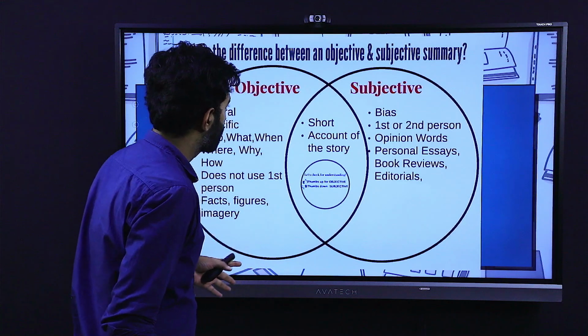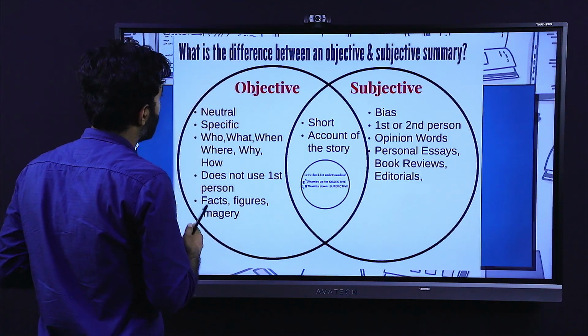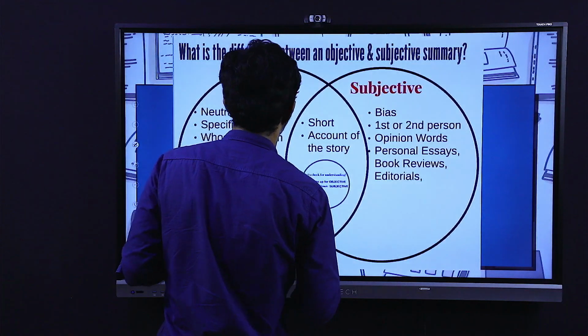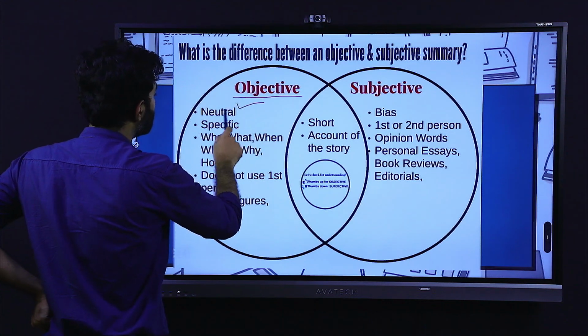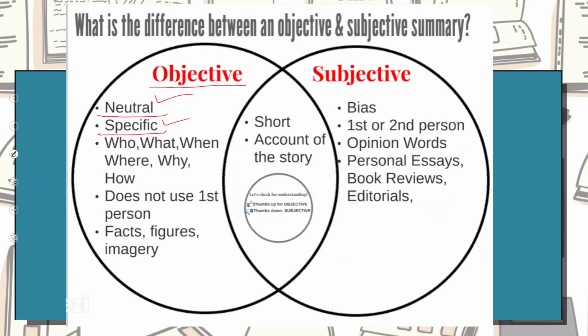Here is a Venn diagram which tells you differences and similarities between objective and subjective summary. So, an objective summary has to be neutral, it has to be specific or to the point. Who, what, when, where, why, and how. All these questions can be answered and written down. It does not use first person, so you have to use third person narrative or third person point of view. You will mention facts, figures, or any imagery.